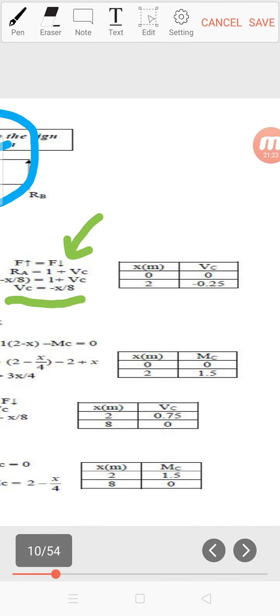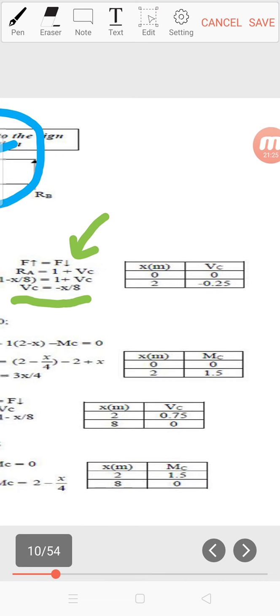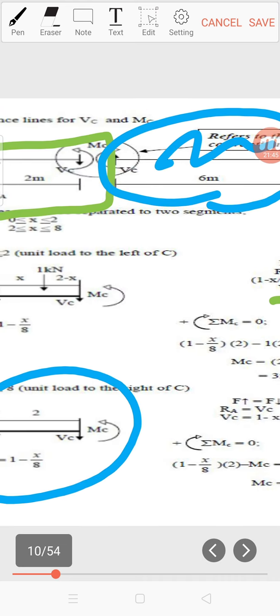Then we fill in the table. When x is 0, the VC is 0. When x is 2, VC is negative 2 over 8, which gives us negative 0.25. Okay, we leave that table for now.